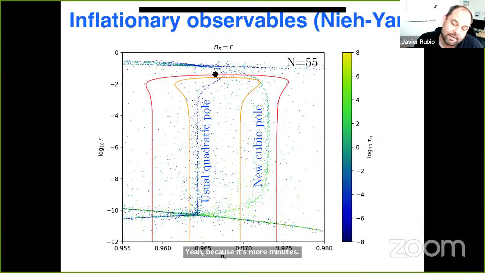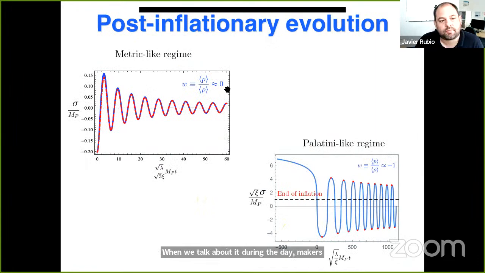just because the non-minimal coupling to gravity also changes the effective coupling in Einstein frame to the standard model particles, so we get a different reheating efficiency. You can analyze that in detail.